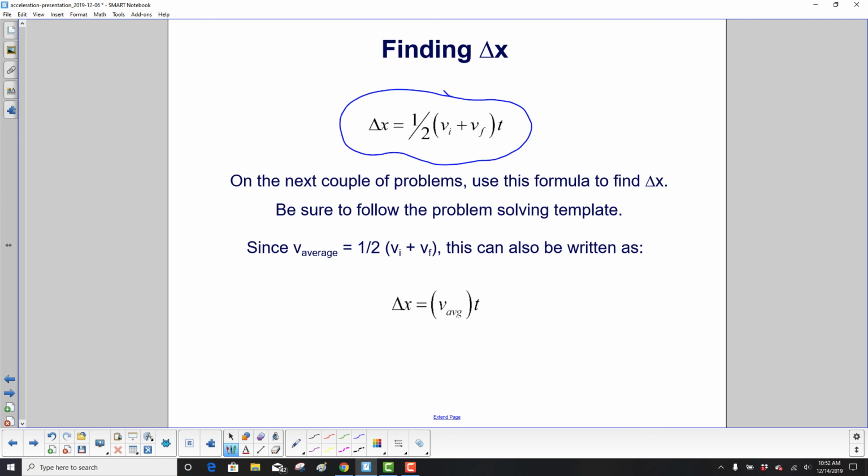And we can also write this as what? What's half of initial plus final? Well, that's just going to be V average. So delta x is also equal to V average times t.